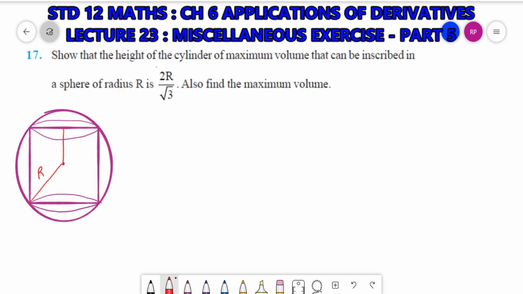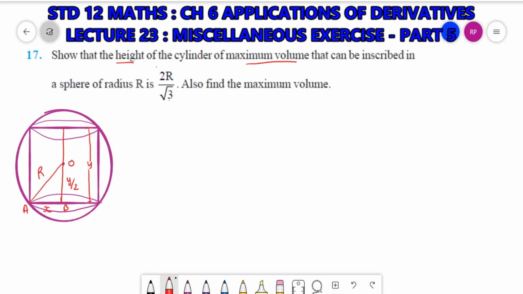Let the height of the cylinder be equal to y, means this I will take y. Let's name this O, A, B. So OB will be equal to y by 2. Let the radius of the base of the cylinder be x. Now we have to find that the volume will be maximum when the height is equal to 2r by root 3. So y is important for us, so we'll replace the value of x in terms of y.